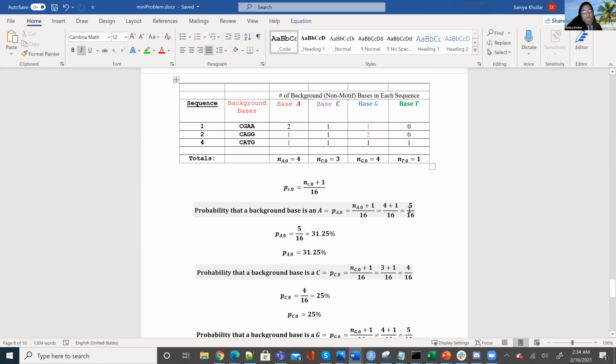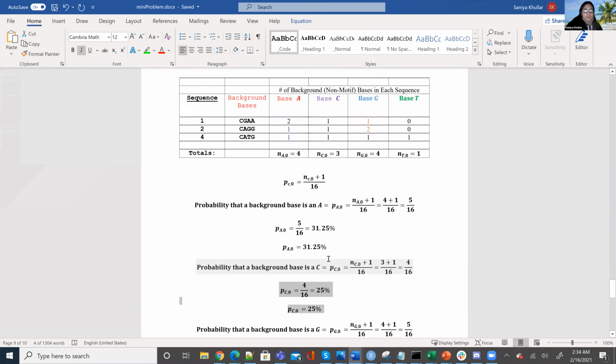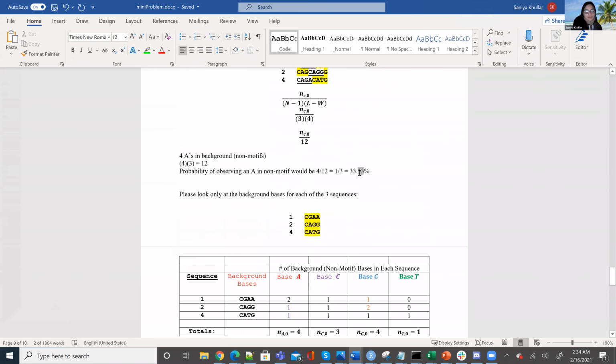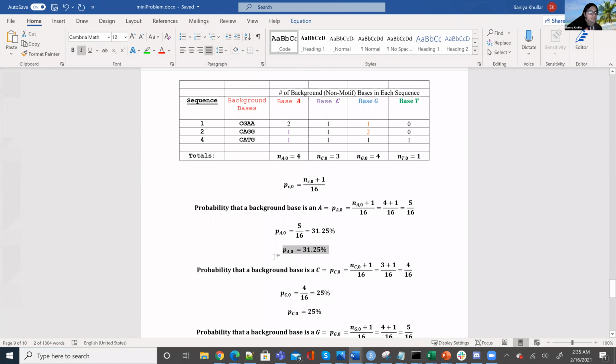And that's how we get this 5/16. We've just taken 4 A's out of 12 bases plus the smoothing, which is 4/16. And then this is like 25% of A. And you can see here that this smoothing kind of levels things out, because we would expect this to have been 33%, but with smoothing, it's pulled down a little bit to 31.25%. Meanwhile, other ones that are lower would get pulled up a bit more.